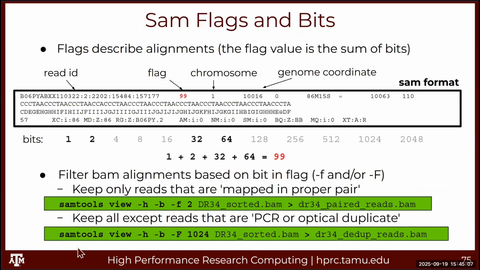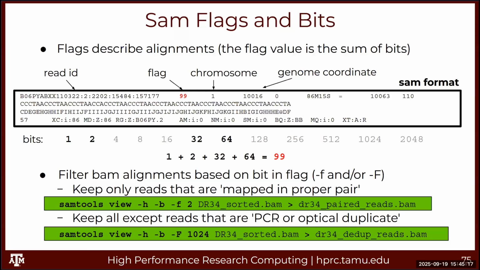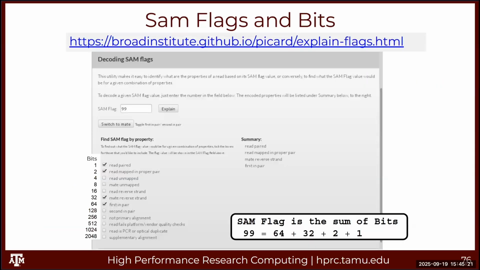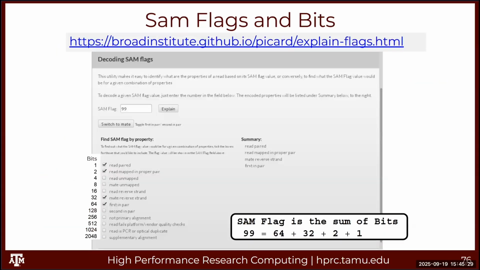So there's a lot of information in this BAM file. I'm going to skip through this. You can read through this on your own. Basically, there are these flags, and they tell you a lot of information about where the read is placed in the genome. The flag is 99 here. It shows chromosome 1 and the genomic coordinate. If your flag is 99, then it's the value of 64 plus 32 plus 2 plus 1.